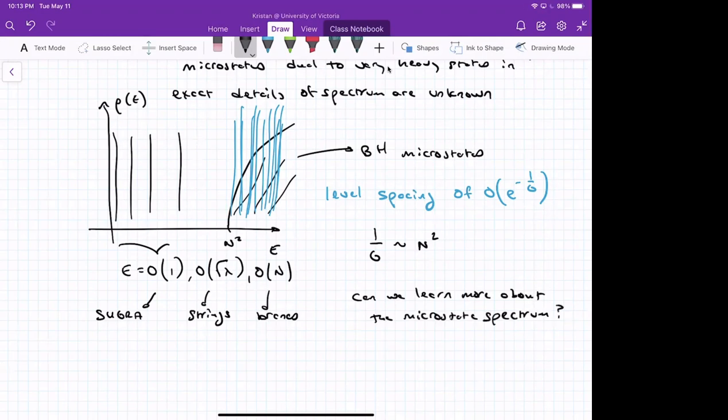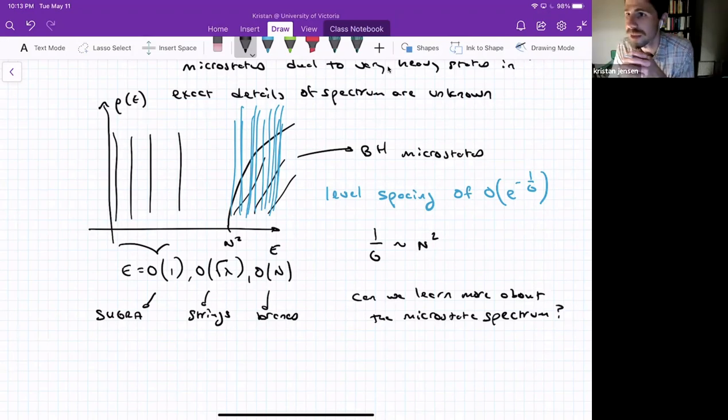And the question that I want to focus on today is not so much the density of states itself, which, okay, maybe that could be a future thing to discuss. What I want to talk about is a more refined observable that is more commonly discussed in condensed matter physics, namely the level statistics of those black hole microstates.